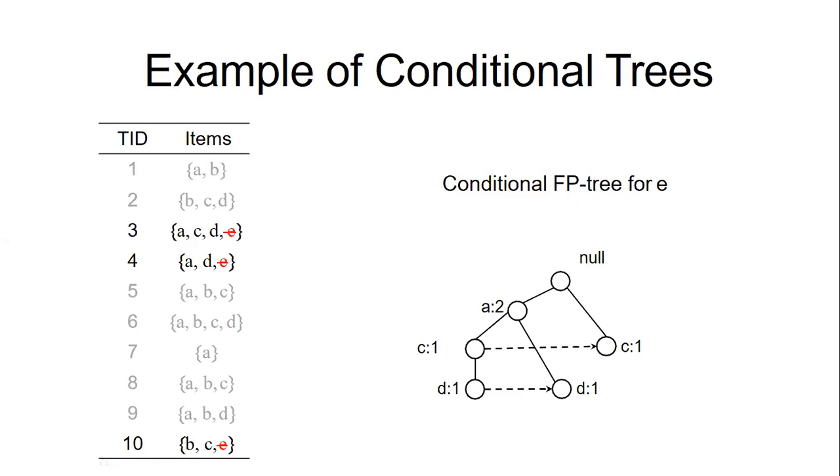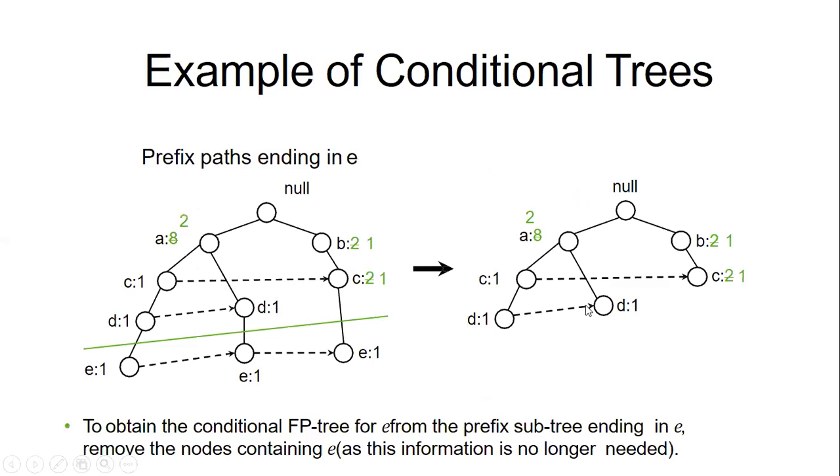Hope you have got this. Why is A 2? Because I am considering only the prefix paths of E. So it is clear, the prefix paths which have E only I am taking. And I've just cut off E in the conditional FP tree because I'm finding the conditional FP tree for E, so E should not be considered. So I just take this, this, and this. Out of this, A is how much? 2. So the count of A should also be 2 here. Here C is 1, D is 1, and here C is 1. B is not considered, and I will tell you the reason in the next slide.